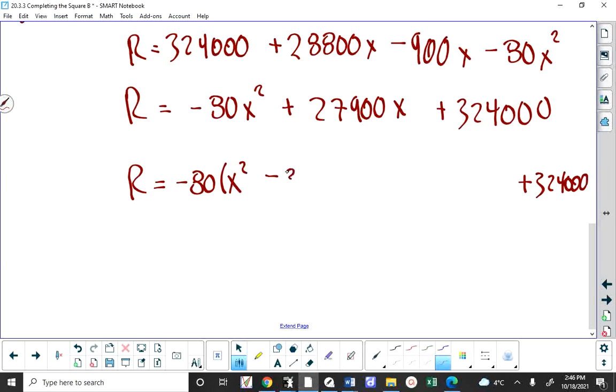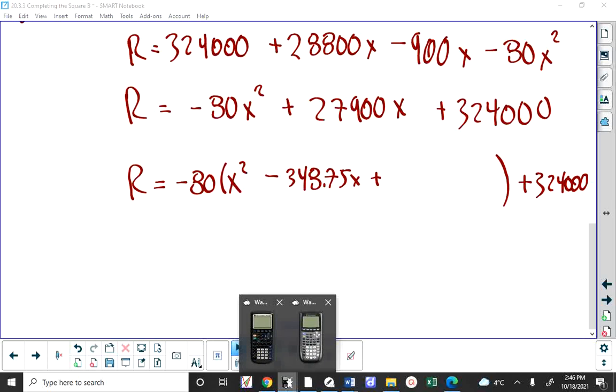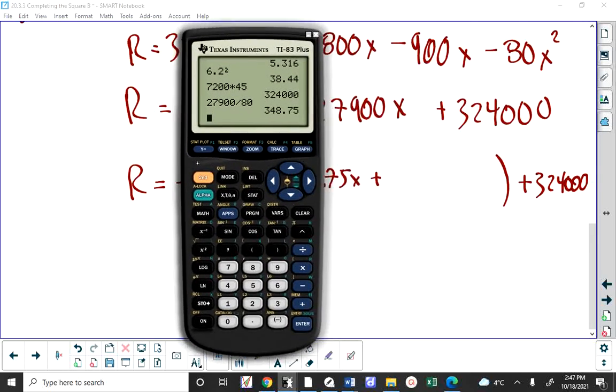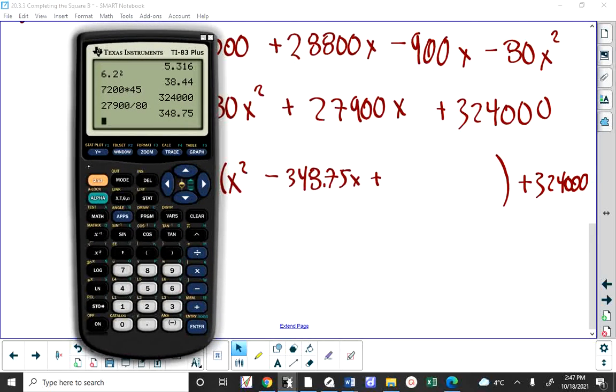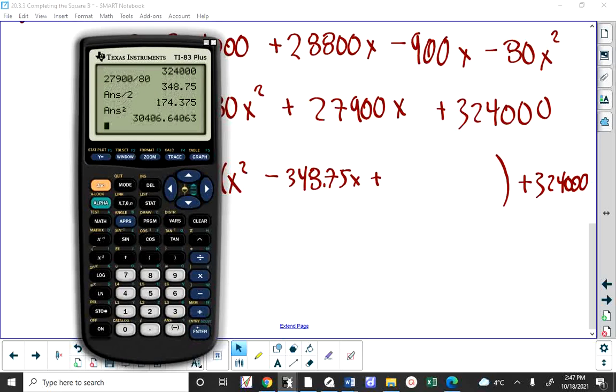So it's minus 348.75 x. Now we're going to have to add in a number. What number are we going to add? Again, we're not going to worry about this as a fraction. When the concert promoter wants to know what to charge for a ticket, they don't want it in a fraction, they want it in money. So I'm going to divide this number by 2 and square the result. So half of B is 174.375. It's actually negative, but when I square it, it goes away.